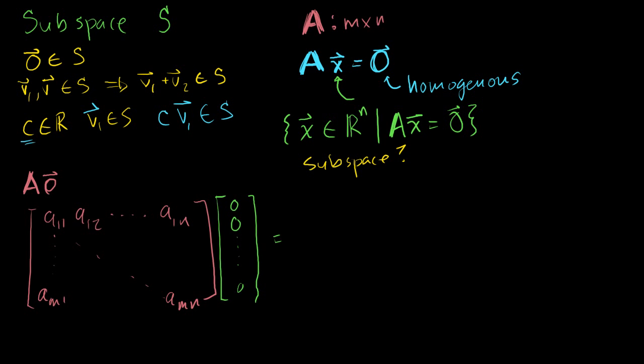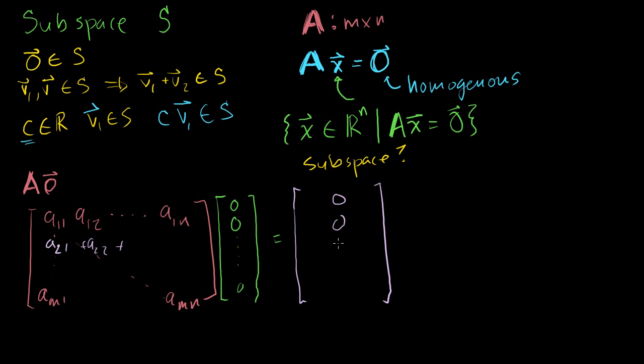But when you take this matrix vector product, what do you get? Well, this first term up here is going to be A11 times 0 plus A12 times 0 plus each of these terms times 0, all the way to A1n times 0. So you get 0. Now this term is going to be A21 times 0 plus A22 times 0 plus A23 times 0, all the way to A2n times 0. Well, that's obviously going to be 0.